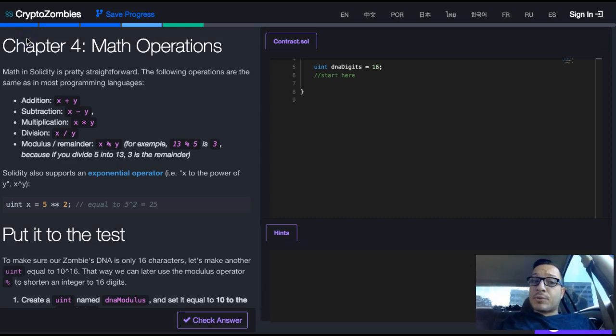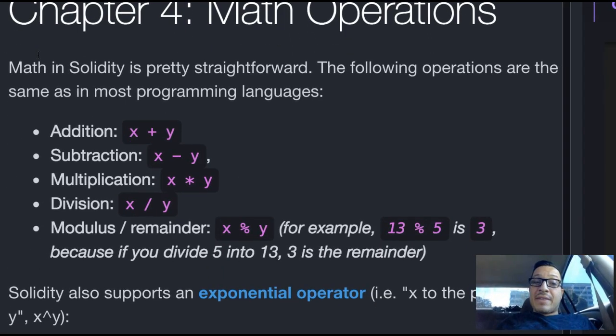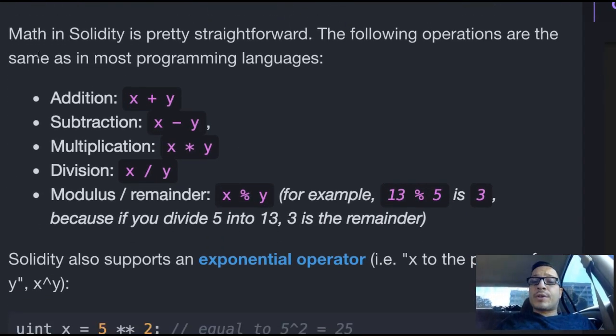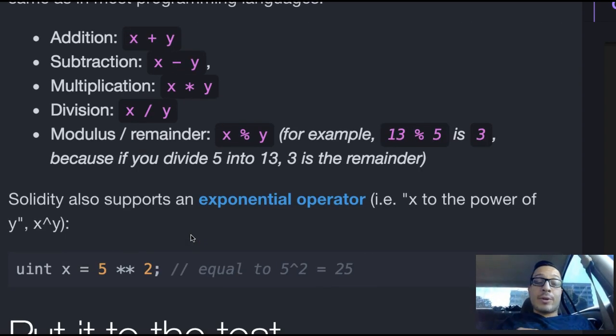This is Chapter 4, Math Operations. It says, math in Solidity is pretty straightforward. The following operations are the same as in most programming languages. So addition is the plus, subtraction minus, multiplication, the asterisk, division, /, modulus is the remainder, and it's a percent sign. So same as most other programming languages.